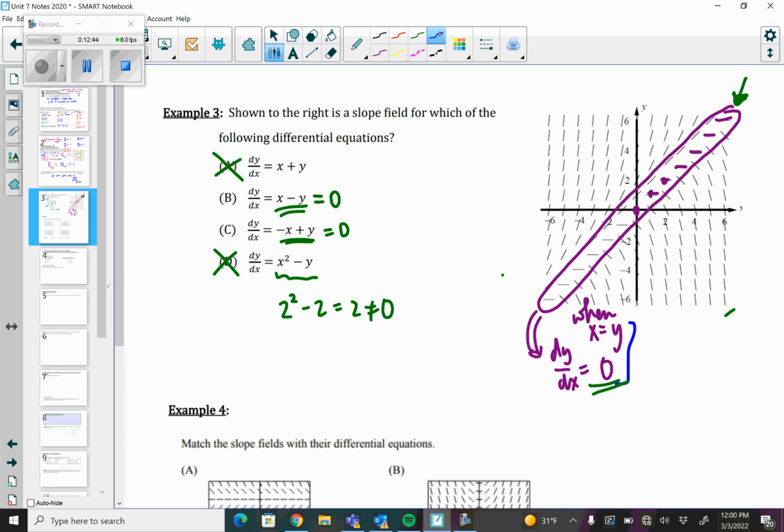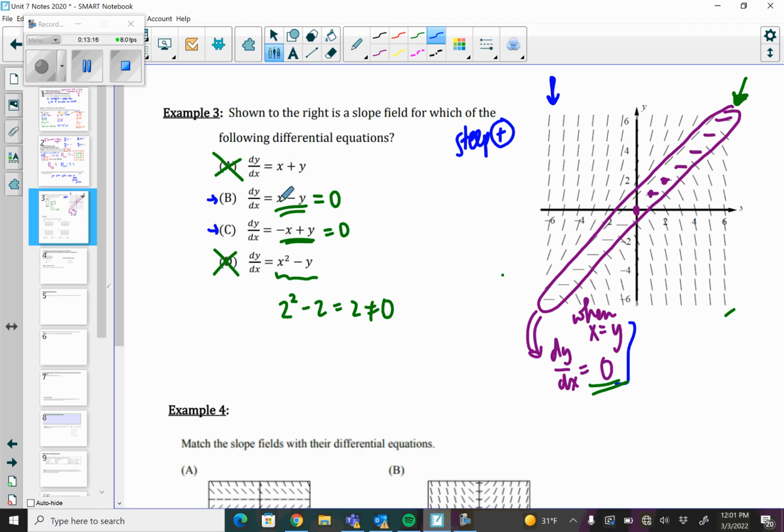Then there's a lot of other things we can observe. Depending on who you are and what you notice, you might see something a little bit different. But let's notice what else. In quadrant 2, let's focus here. In quadrant 2, I'm seeing really steep positive slopes. So let's look at these two options.